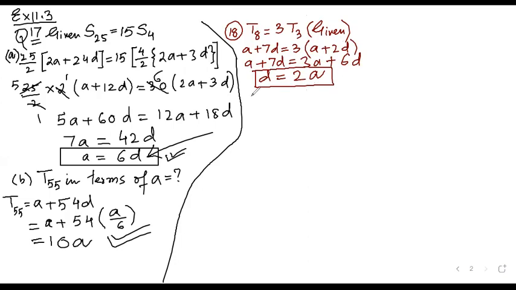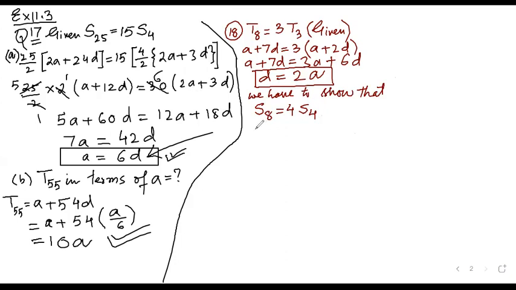Now we have to show that, which is the requirement of the question. We have to show that the sum of first 8 terms, means S8, is 4 times the sum of the first 4 terms. Means S8 should be equal to 4 times S4.